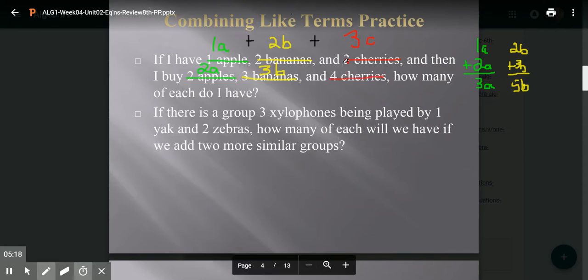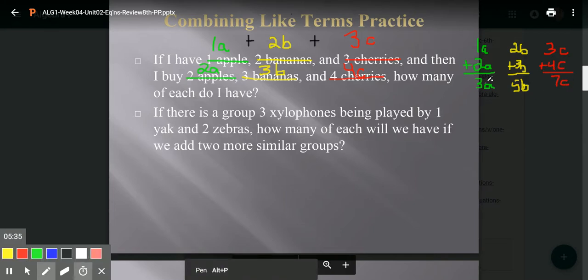And cherries. Instead of writing out cherries, we can put 4c. And now cherries and cherries, we can combine those. 3 cherries plus 4 cherries gives us 7 cherries.